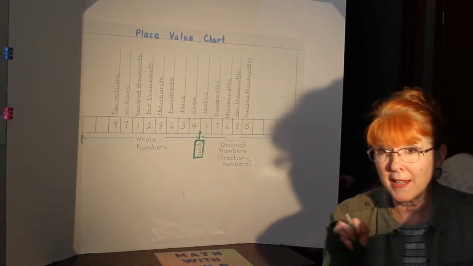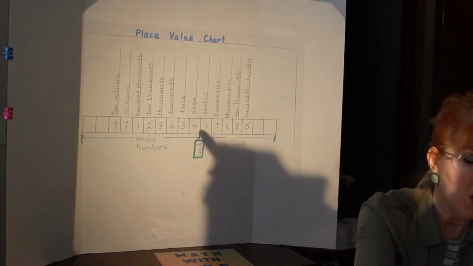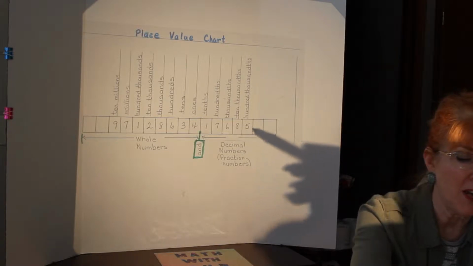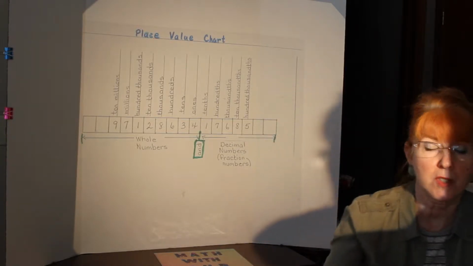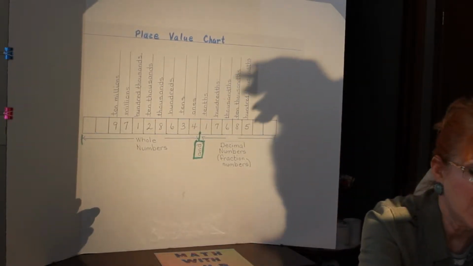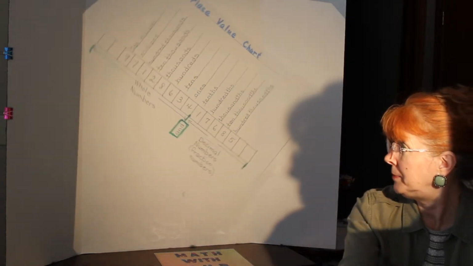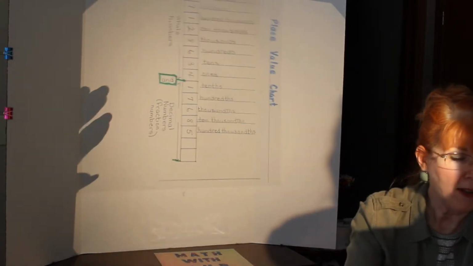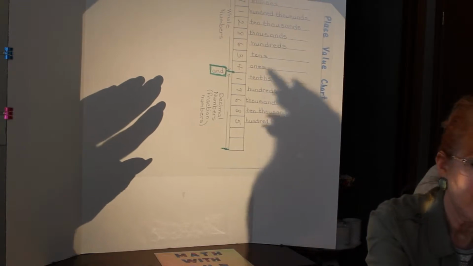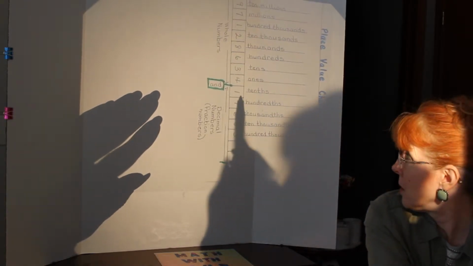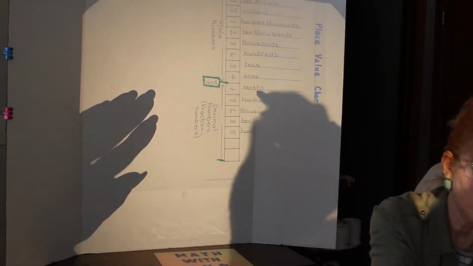So we're talking, in this case, 97,128,634 and 17,685 hundred thousandths. And you'll notice, and I'm going to turn the chart this way, anything that's after the decimal, there is no ones column after the decimal. You start straight with tenths.